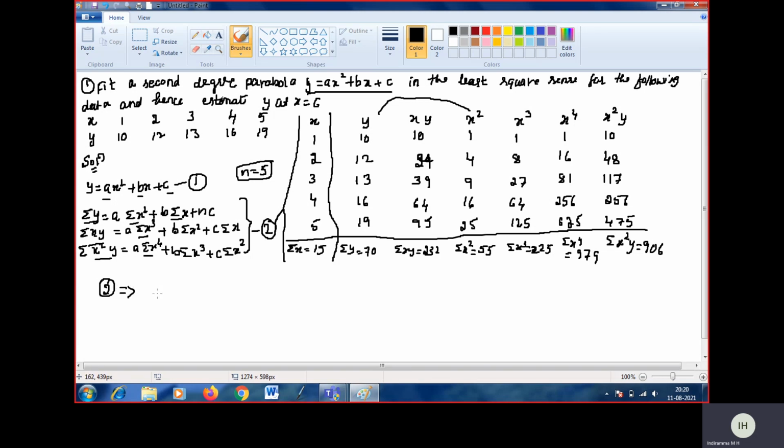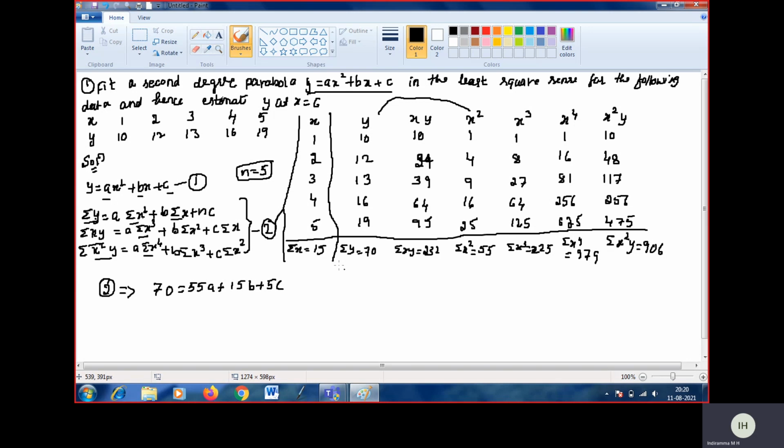So equation 2 becomes summation of y. Summation of y will be 70. 70 is equal to summation of x square into a. Summation of x square will be 55. We obtain 55 into a plus summation of x into b. Summation of x is 15. 15b plus nc. As we know that n is 5, 5c.